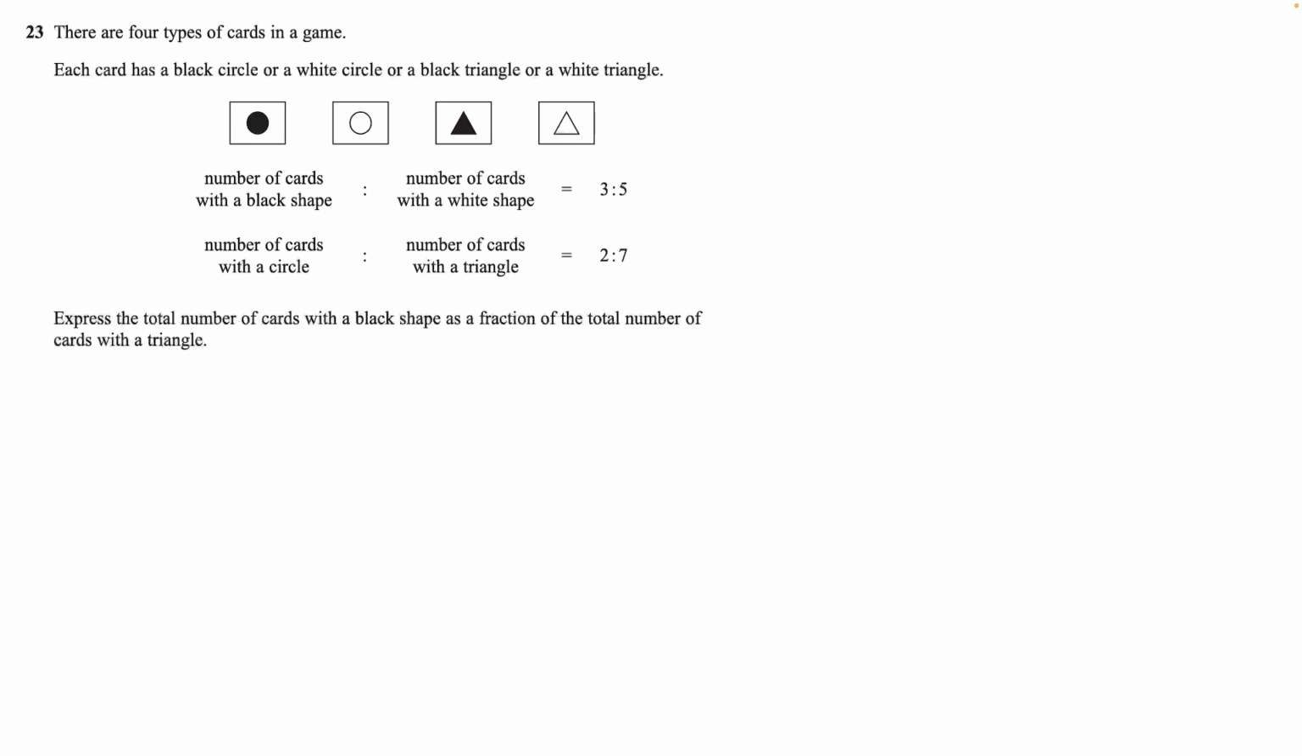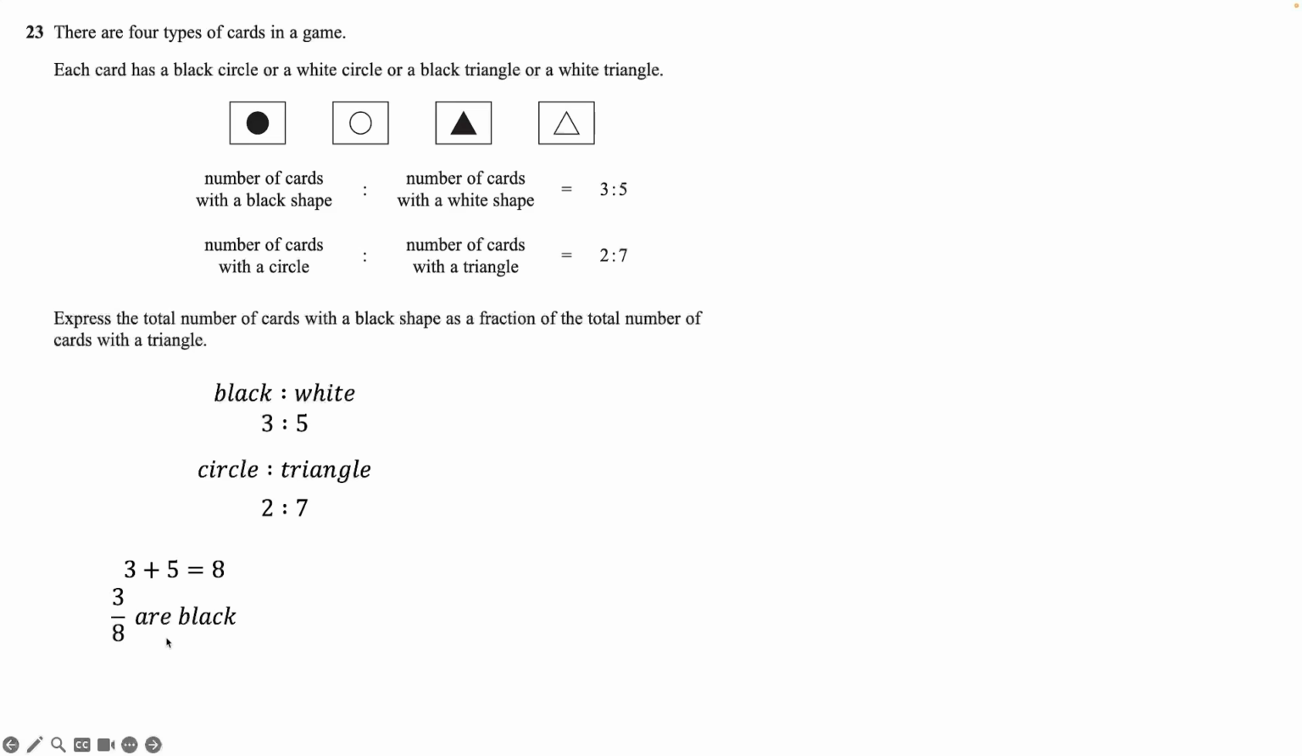So express the total number of cards with a black shape as a fraction of the total number of cards with a triangle. So let's find the fraction of cards with a black shape. Well, the ratio of black to white cards is 3 to 5. The ratio of the cards with a circle to the ones with a triangle is 2 to 7. Well, if the ratio is 3 parts to 5 parts, we have 8 parts in total. 3 of those 8 parts are black cards, so 3/8 of the cards are black.